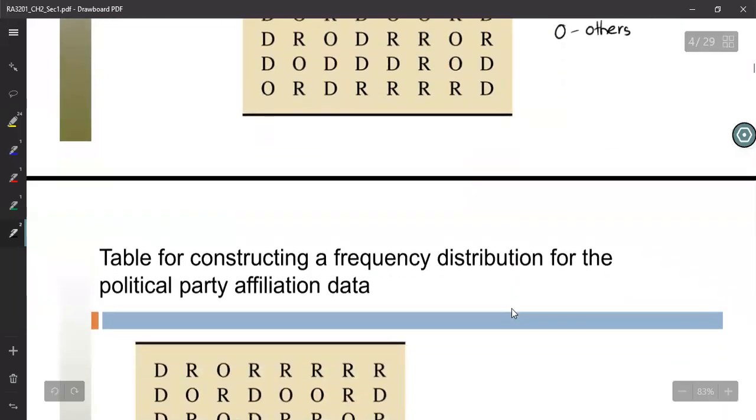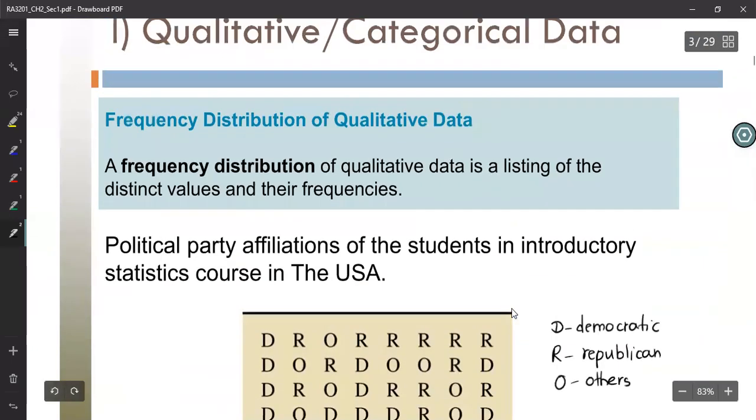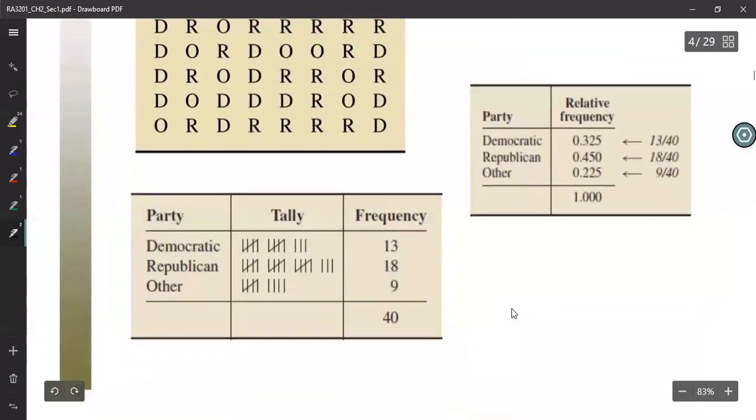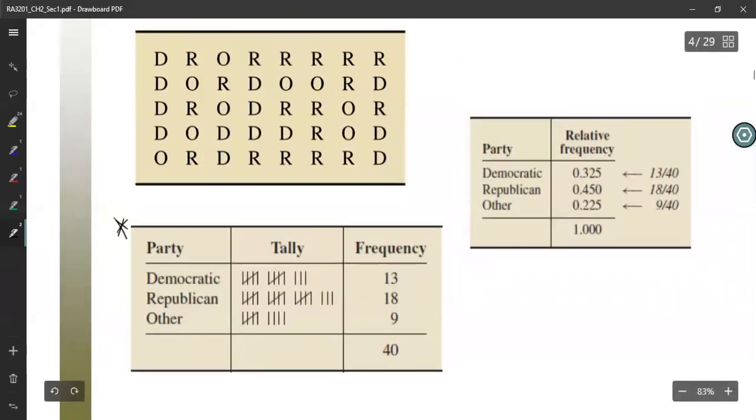So let's try to make it more meaningful. We are going to make a frequency distribution table. This is how you prepare a distribution table. If you look at the small table here, you see three columns: party, then tally, and then the frequency. You know how to tally, right? How do you do that? You make bundles of fives, right?